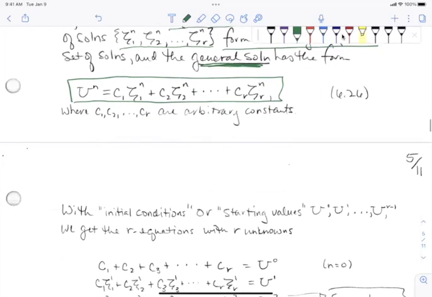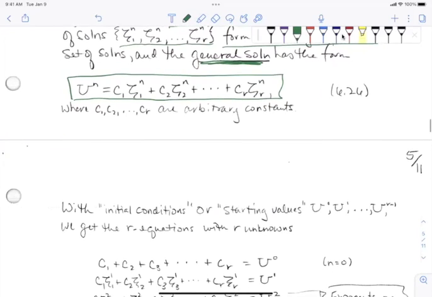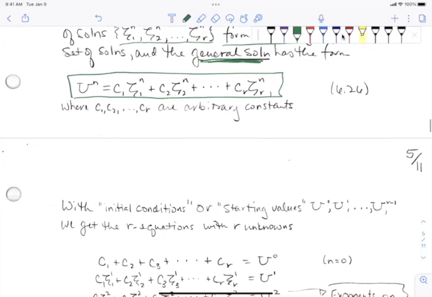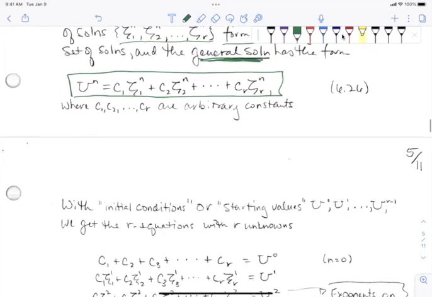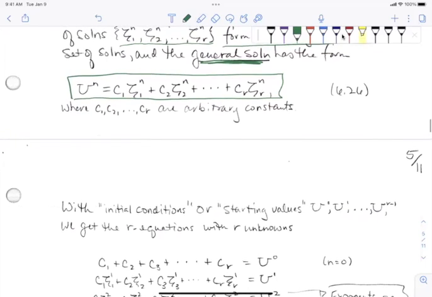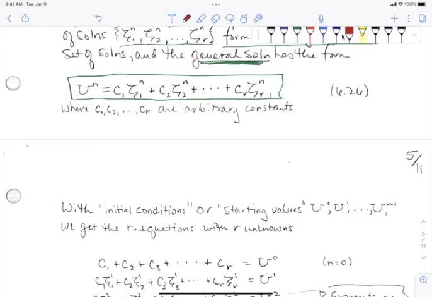How do I figure out what my initial conditions tell me about those starting values? Well, remember that these initial conditions say things like U0, that's my initial condition. This is the n equals 0 case, and I have a value for that.